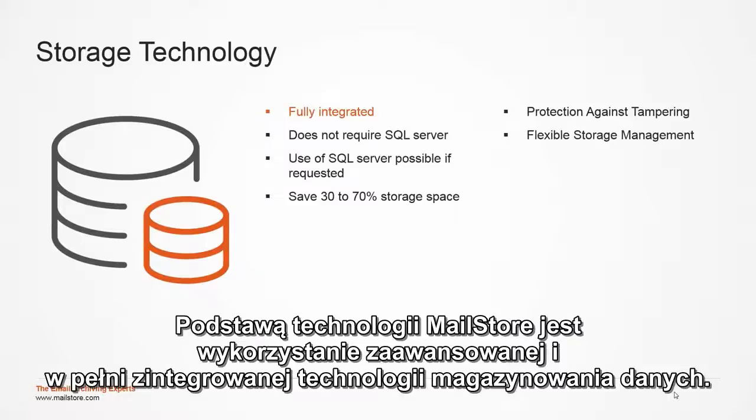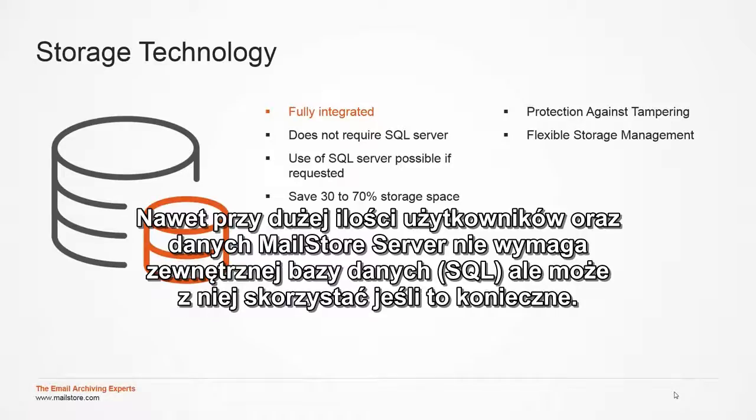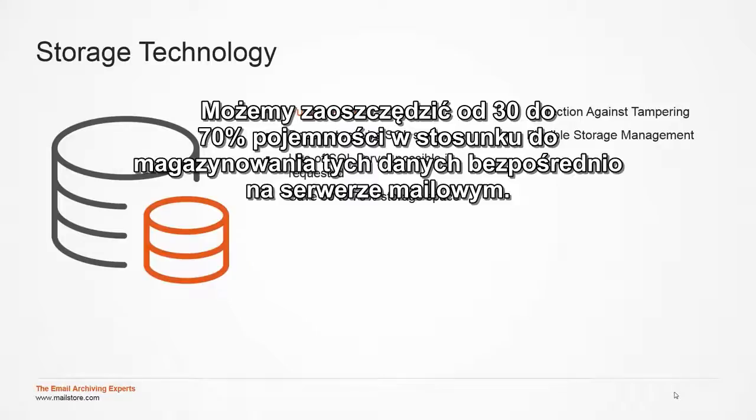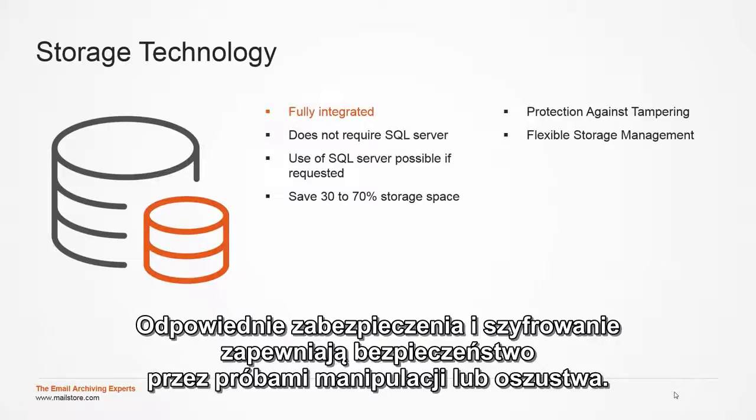The core of the MailStore Server consists of a highly sophisticated and fully integrated storage technology that sets us apart significantly from the competition. Even with a large number of users and large amount of data, MailStore Server does not require an external SQL server, but it can use it if requested. Save 30 to 70% storage space in comparison to the email server through single instance archiving and compression. SHA hashes and AES 256 encryption ensure that archive data cannot be tampered with.